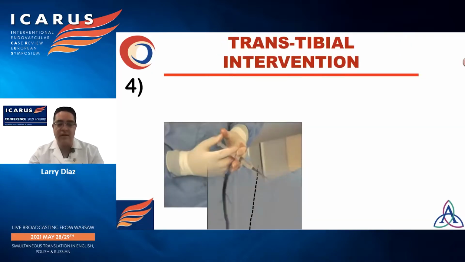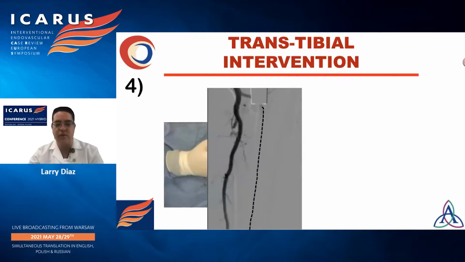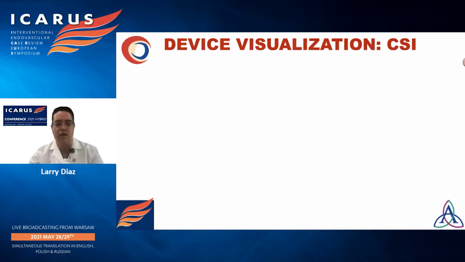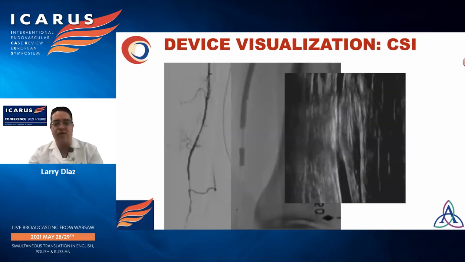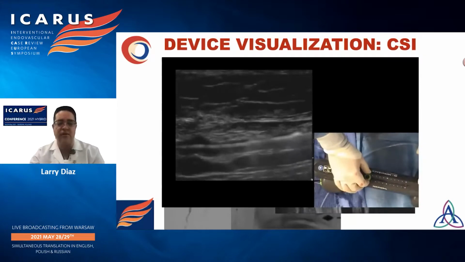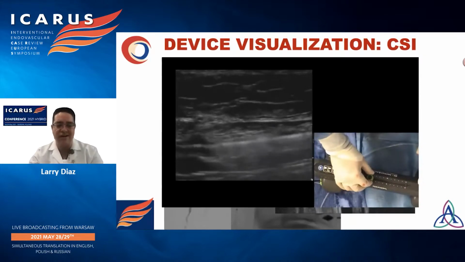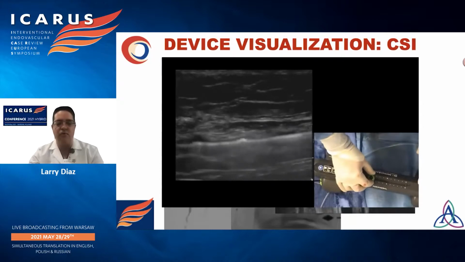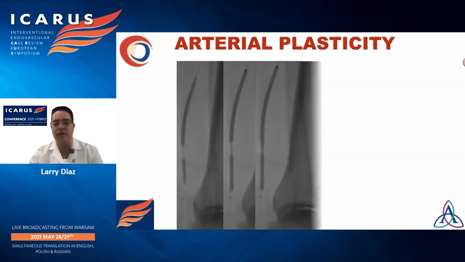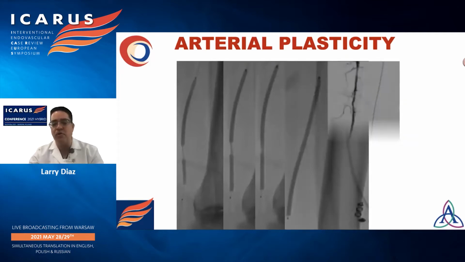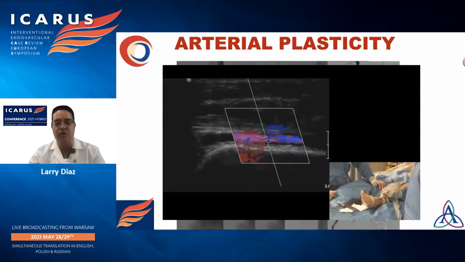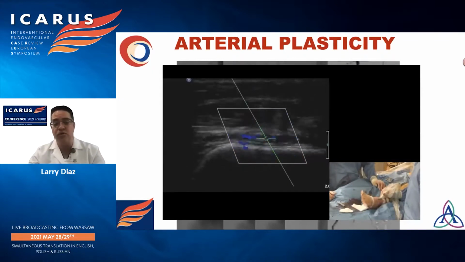Our last case is a retrograde transtibial intervention from the AT to the PT. We form our wire in a proper fashion. Here we have the angioplasty, which is the dog bone, and you can see the calcium on the ultrasound. Therefore, we utilize our CSI orbital atherectomy. You can see the contact directly against the wall. We perform several passes, and then we follow this with our angioplasty, which now expands fully and allows us to recover the plasticity or the motion of that artery, which was previously without any motion due to the heavy calcification.